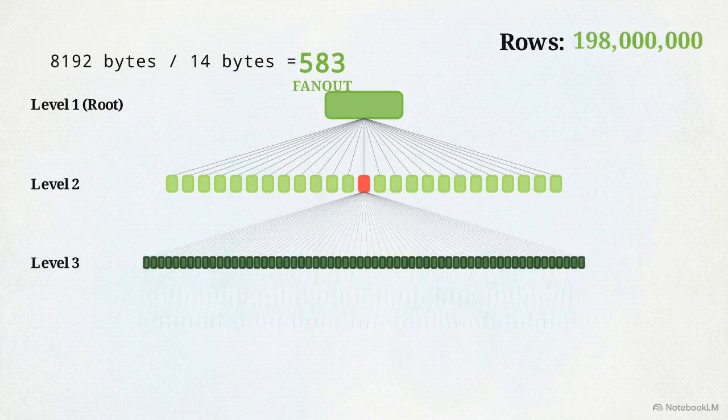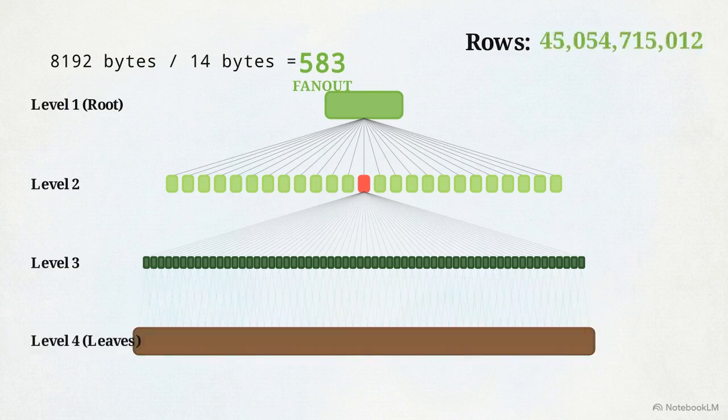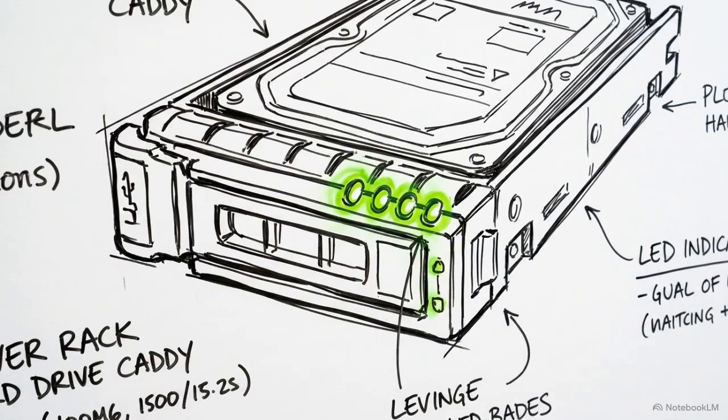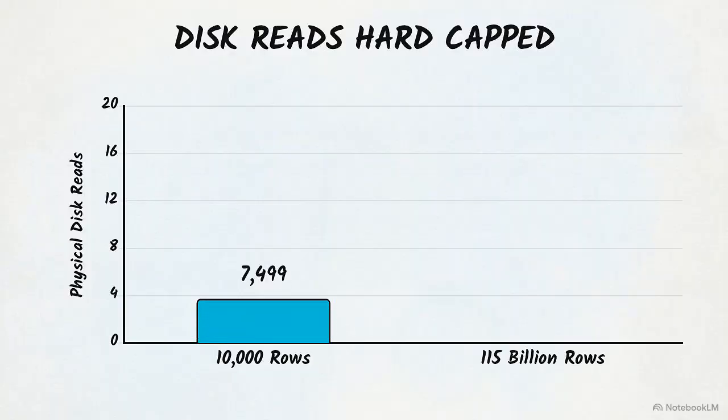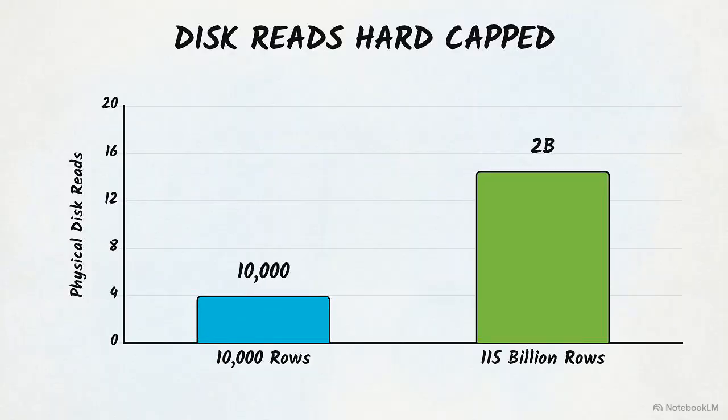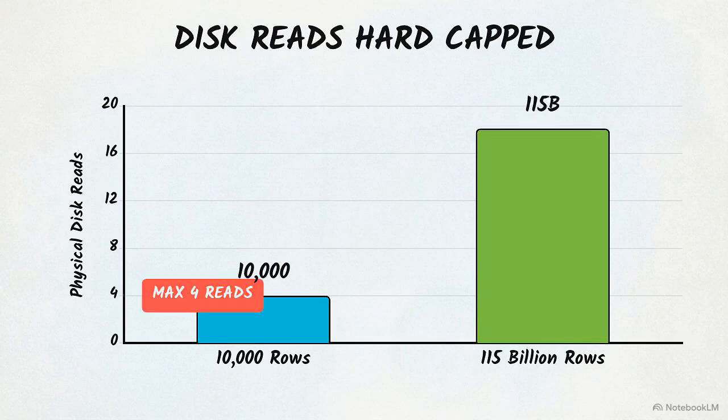Expanding down to a third level, the tree can route us to almost 200 million records, and when we add a fourth level, the total capacity explodes to 115 billion rows. Thanks to this massive multiplication, almost no real-world database requires a tree deeper than 4 levels. Whether you are searching 10,000 rows or 100 billion, the maximum number of physical disk reads you need to find your target is capped at 4.